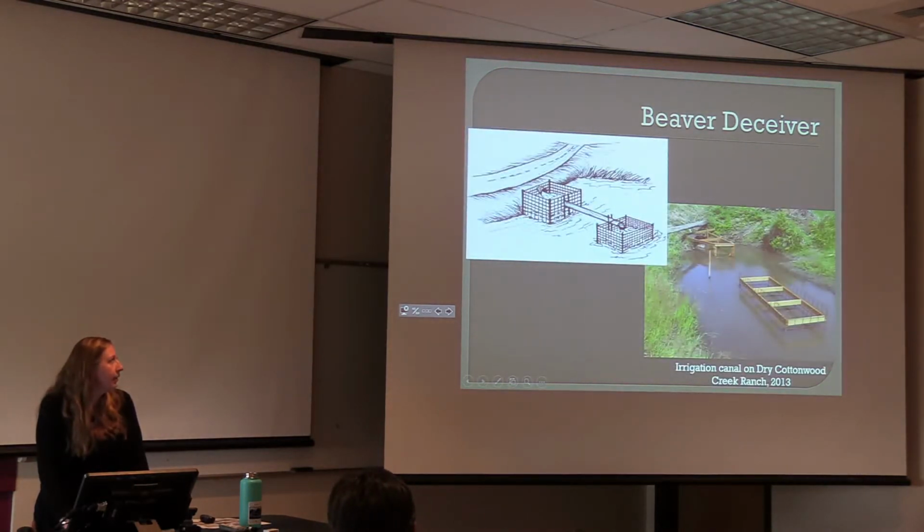And here's an example of a beaver deceiver that was implemented right on Dry Cottonwood Creek Ranch in 2013 alongside Skip Lyle. This is Skip Lyle's design, and this is the outlet of the culvert, the downstream side. Basically what you do is you put this fence around the outlet here, and you put a pipe in with another fence around it so that it really ensures that the beaver can't plug it. So even if they were to try and plug right here, you still have water flowing out. So, safety measure.